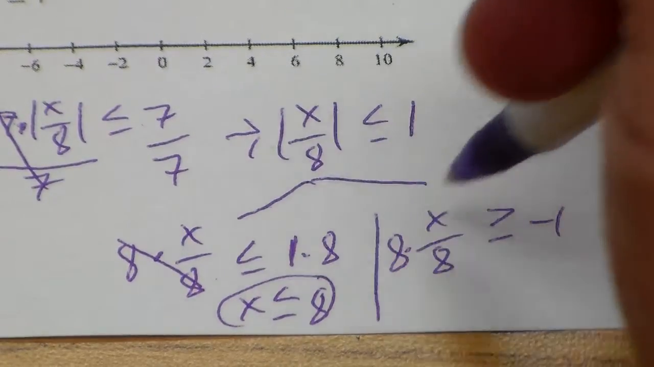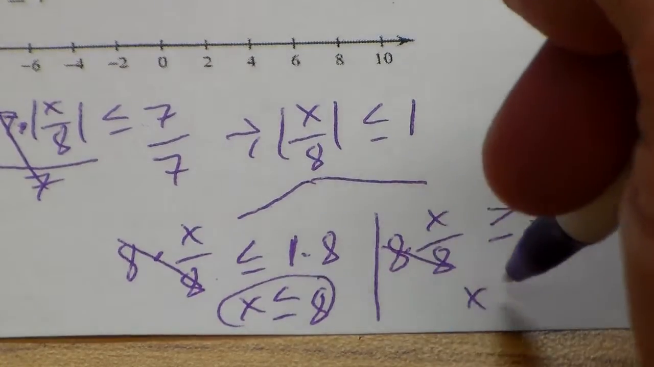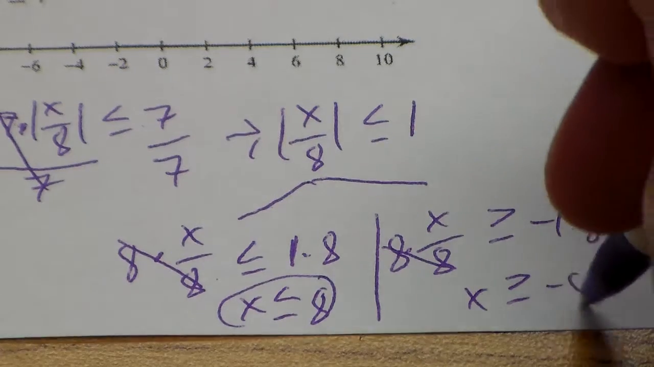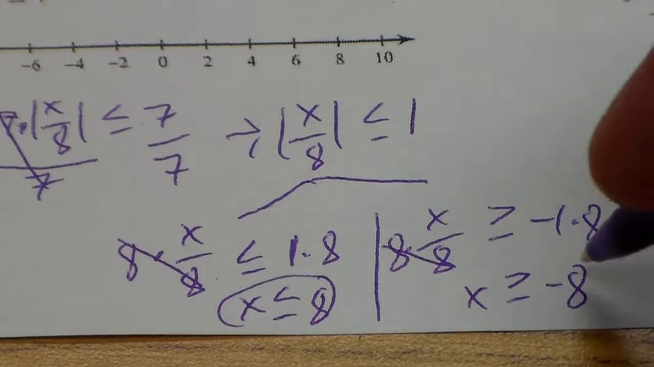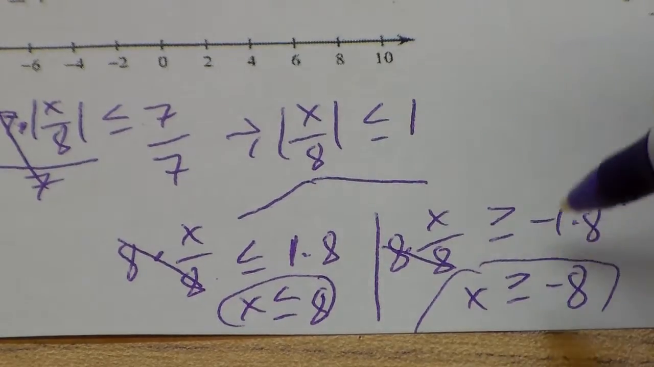And then over here we're going to go ahead and times 8 to the other side as well. And so then we get x is greater than or equal to -8. Awesome. We should check it and plug it back in, make sure it works.